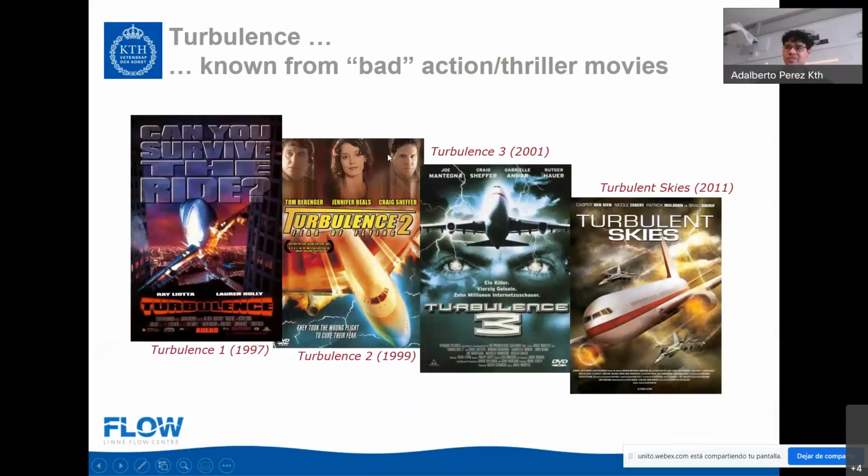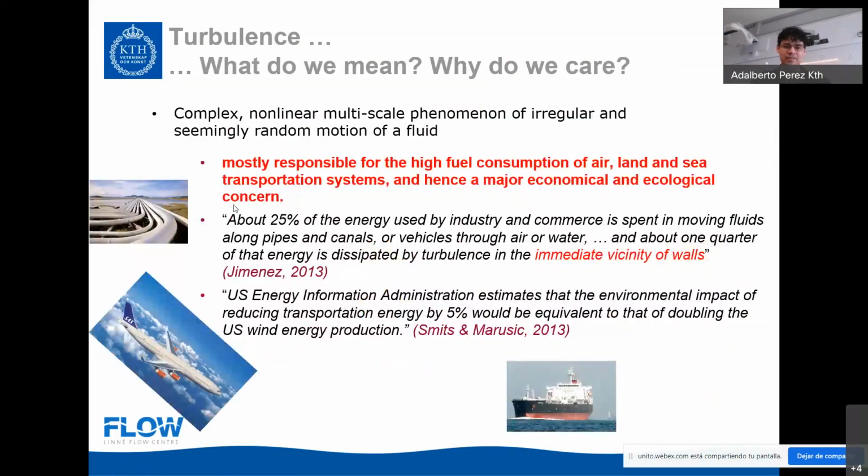Probably the first thing that comes to your mind when you think of turbulence is what you experience when you are traveling. It's been depicted here in a number of movies, very good ones. Everyone knows at least this definition of turbulence, but this is not exactly what we mean when we say turbulence simulations with NEK5000. What we consider as turbulence is a complex, nonlinear, multi-scale phenomenon of irregular and seemingly random motion of a fluid, right?